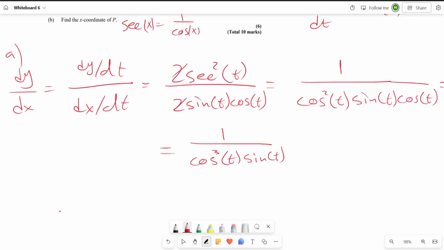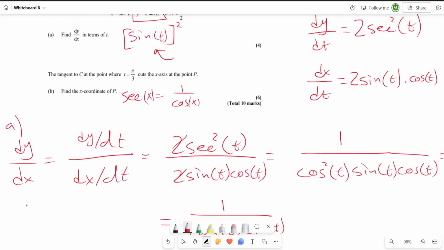So for part B, it tells me the tangent to C, so the tangent to my curve at a point where t equals pi over 3, cuts the x-axis at point P. So let's say this is my curve C, whatever, this is the curve. It says that let's say this is the point where t equals pi over 3. Okay, it says that the tangent at this point cuts the x-axis, so this is the tangent that we want, cuts the x-axis at this point P. So I want to calculate the x-coordinate, or where is this point P.